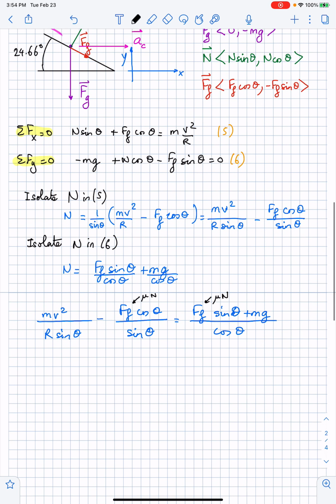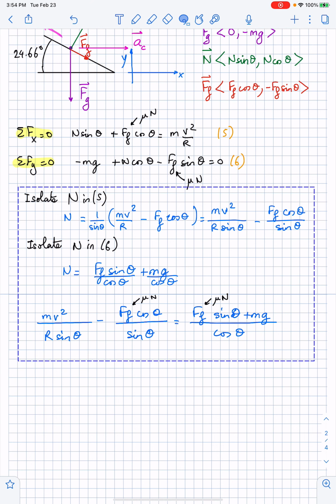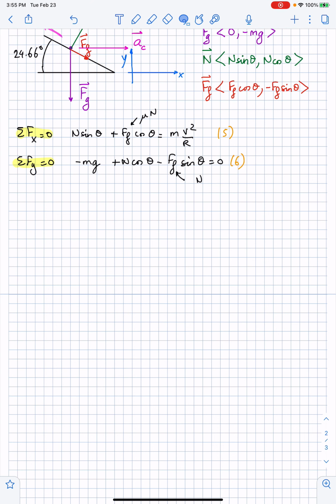Oh, maybe we should have taken the time to do that before. Maybe we should have replaced that by mu times n right here and right here before isolating n. That would have saved us some time. Okay, no big deal. We need to stay flexible when we do anything. So I'm going to go back to equation 5 and 6 up there, and I'm going to get rid of the work that I've done right here. This is not bad, but I can do better than this.